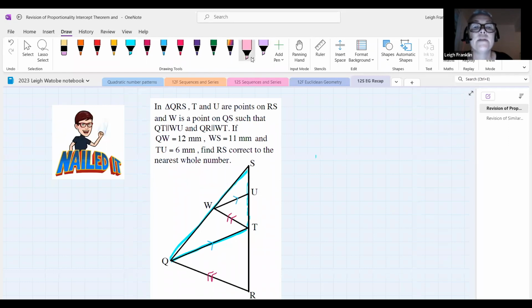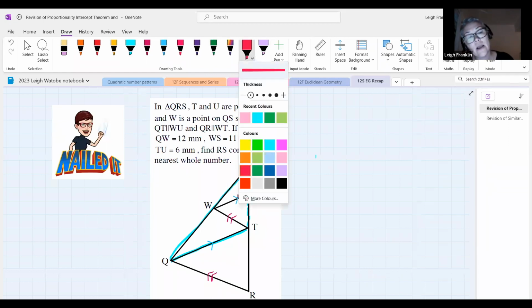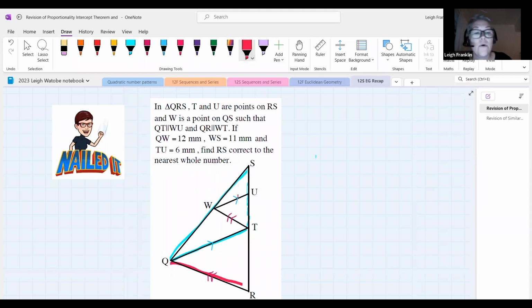All right, so let's get a slightly darker color. There we go. This triangle over here. The only two triangles in which we can apply the proportionality intercept theorem are the blue triangle, because WU is parallel to the third side QT, and triangle SQR, because WT is parallel to the third side of that triangle, which is QR.